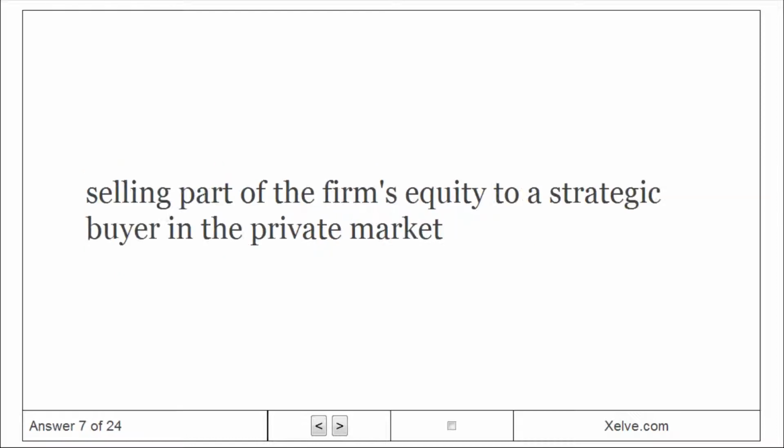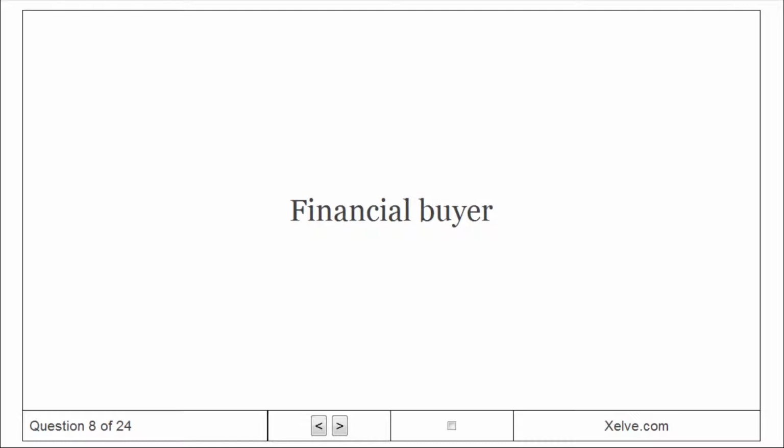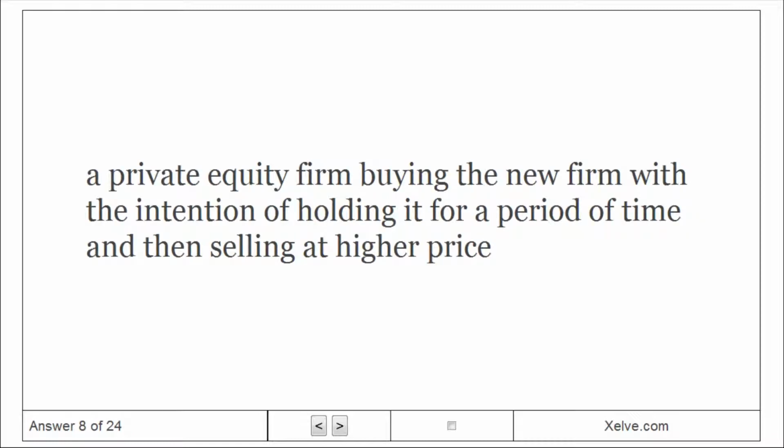Strategic buyer: selling part of the firm's equity to a strategic buyer in the private market. Financial buyer: a private equity firm buying the new firm with the intention of holding it for a period of time and then selling at a higher price.